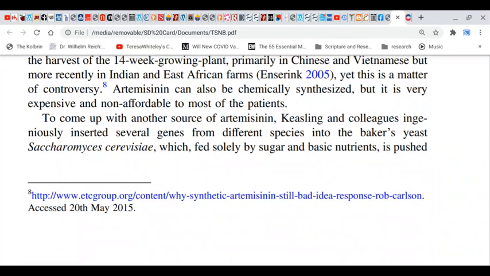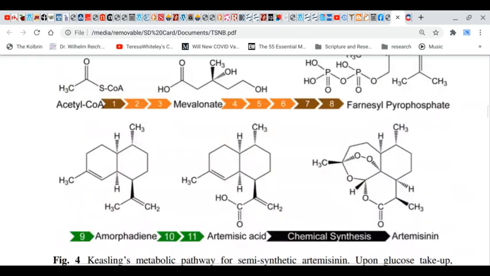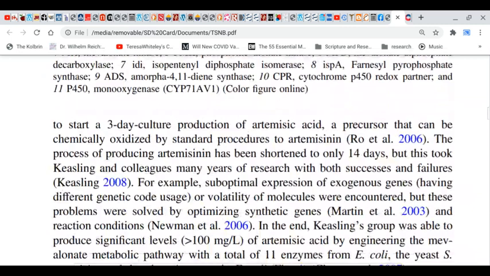To come up with another source of artemisinin, Kiesling and colleagues ingeniously inserted several genes from different species into the baker's yeast, Saccharomyces cerevisiae. I apologize. Which, fed solely by sugar and basic nutrients, is pushed to start a 3-day culture production of artemisinic acid, a precursor that can be chemically oxidized by standard procedures to artemisinin.